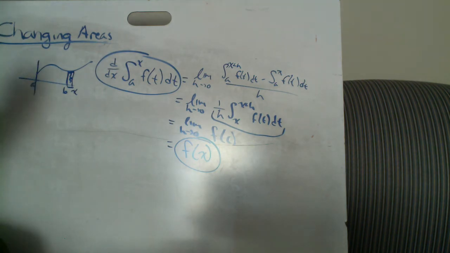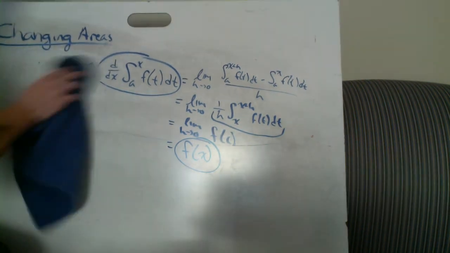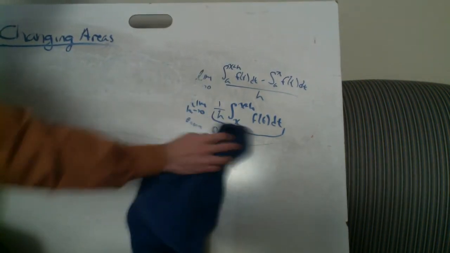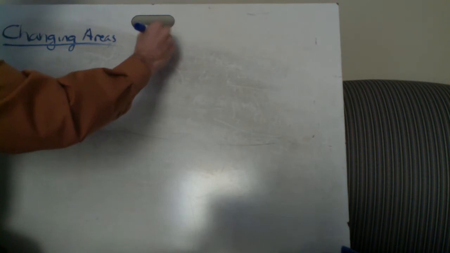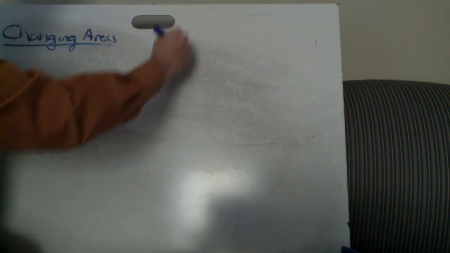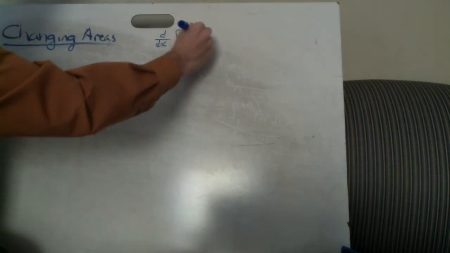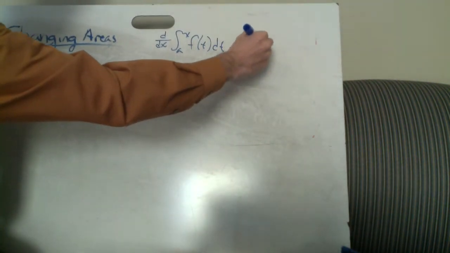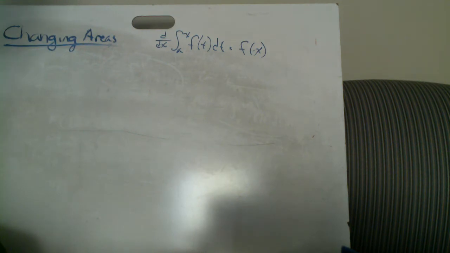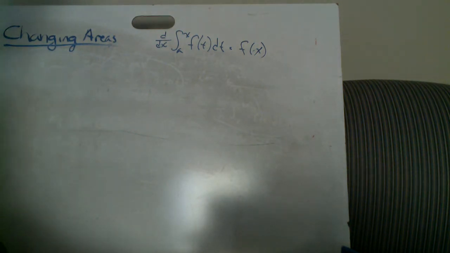So let me just erase this and rewrite the fundamental theorem of calculus in a nice way so that we can use it for some example problems here. So let's see. The derivative of an integral of a function is that original function. So cool, so awesome. I know. Great. So let's do an example.